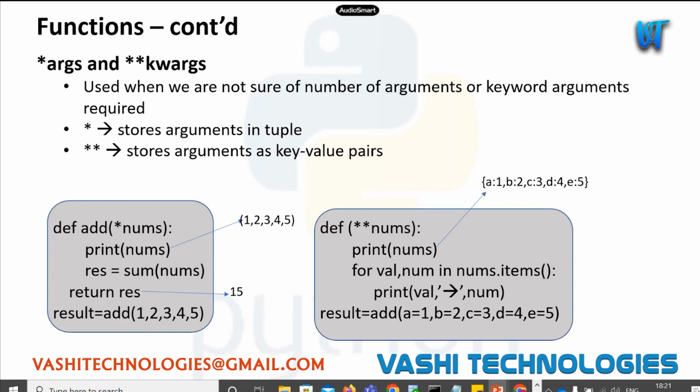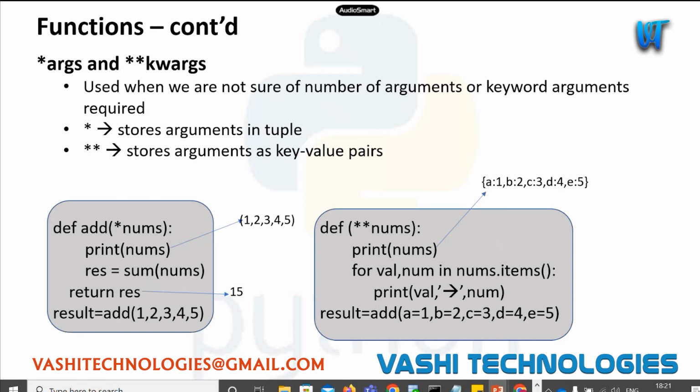You can pass some 100 arguments also, and the function will accept them. The reason being we are not giving any limit for arguments. Okay, and if you see down, I'm defining add. Add is my function, and I'm passing star nums.